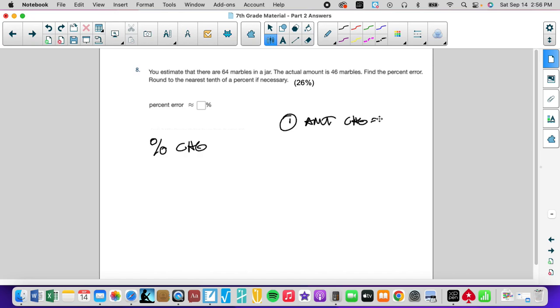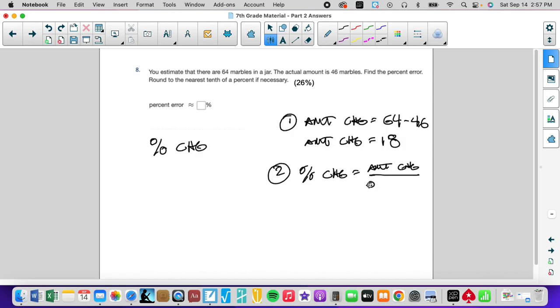And that is going to be from 64 to 46. So my amount of change, or my amount of error, is going to be 18. And then my percentage of error, or my percentage of change, is going to equal my amount of error, I'm going to continue to say change, over my original amount, or my true value. So that's going to be 18 over my true value, which is 46.